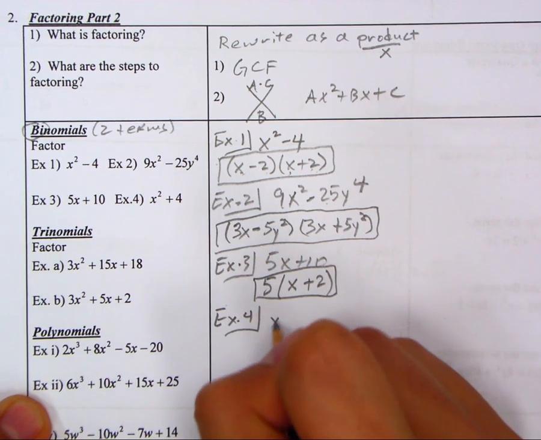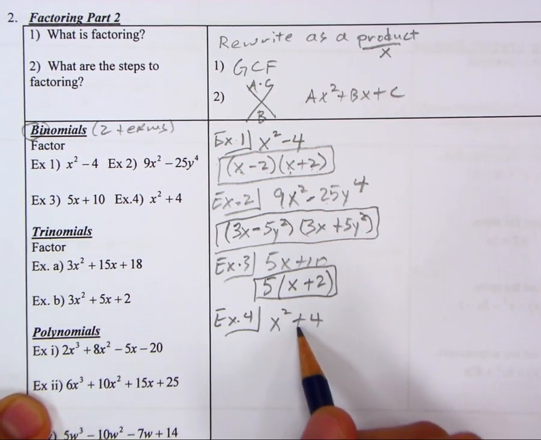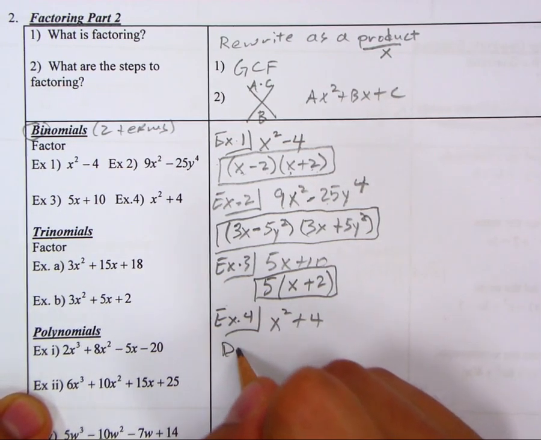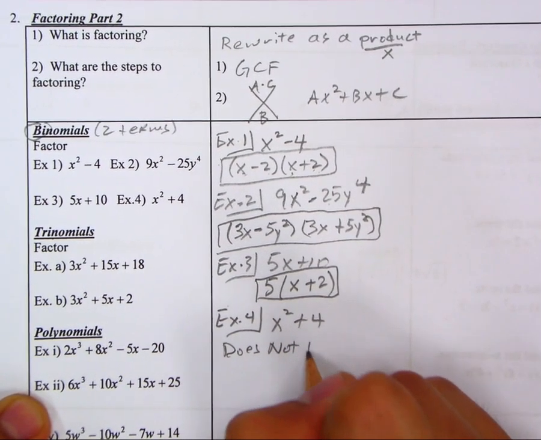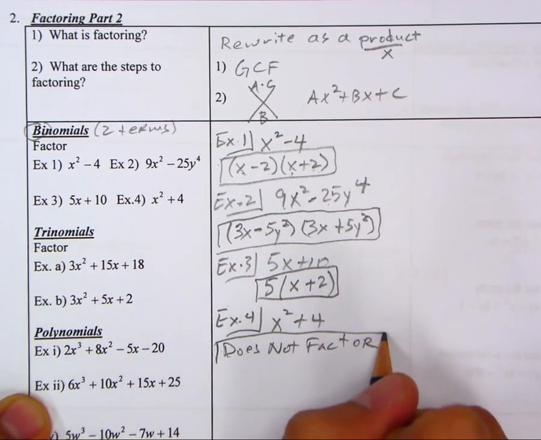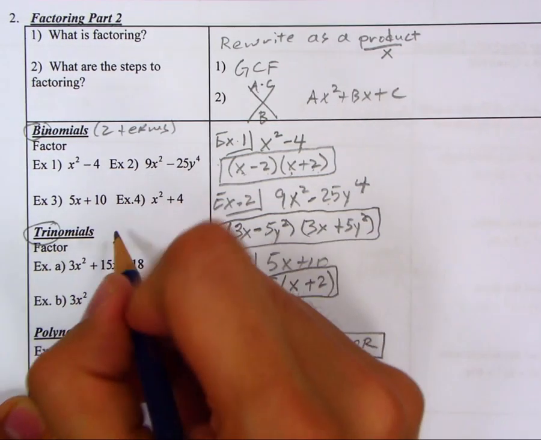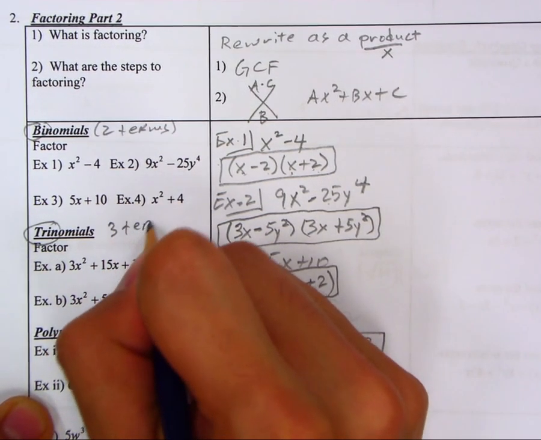Example 4, x squared plus 4. Now 4 and x squared are perfect squares, but this is a plus, so this does not factor because it's a plus and there's no GCF. Okay, now we're going to get to trinomials. Trinomials means 3 terms.